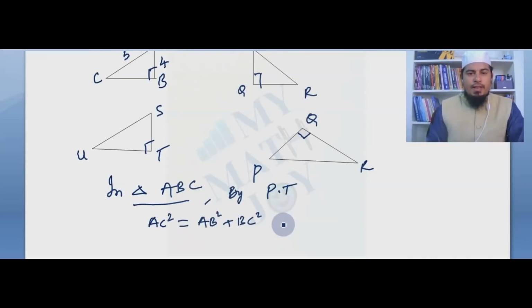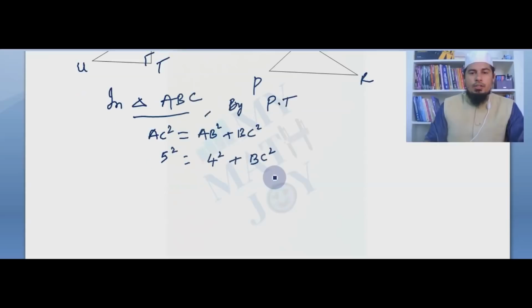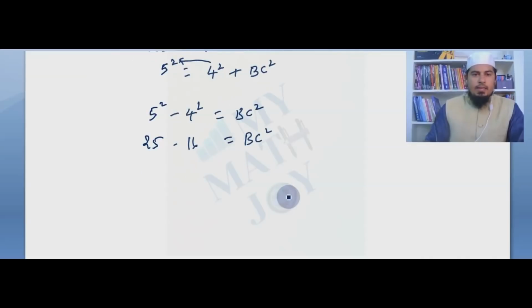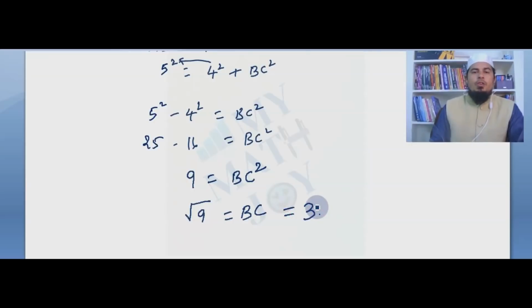Now substitute these values. 5 square is equal to AB, 4 square, plus BC, we don't know, BC square. So now I want to transpose this. 5 square minus 4 square is BC square. Let us take the square root in the next step. 25 minus 16 is equal to BC square. Then 9 is equal to BC square. Under root 9, BC is 3. So you got the value.